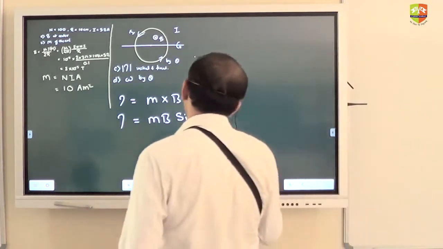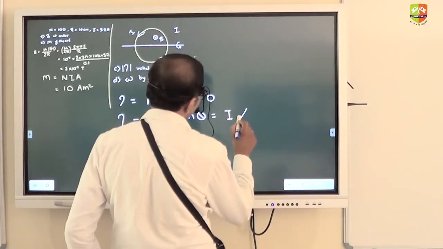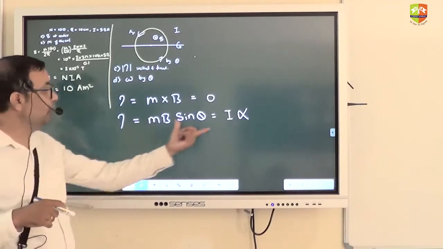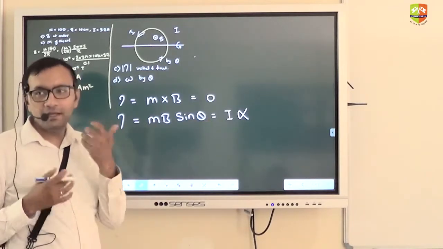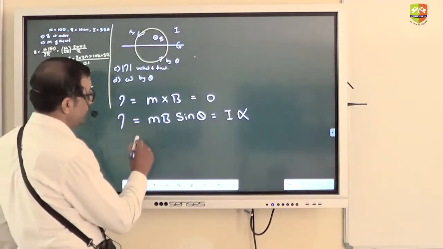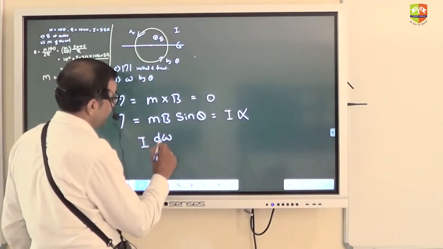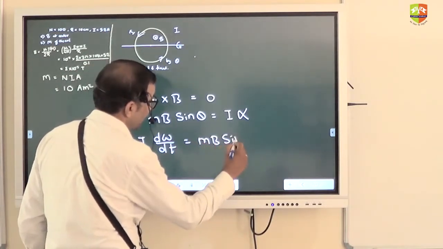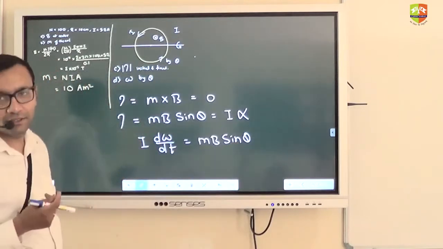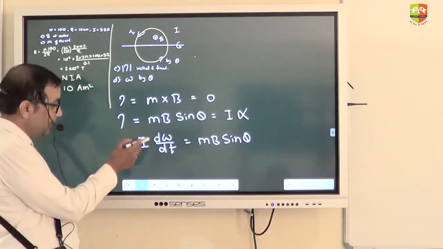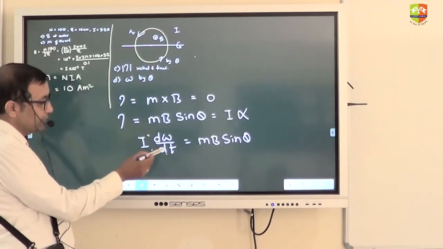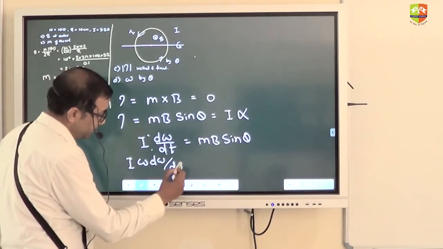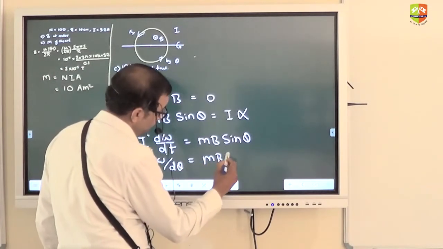This torque should be equal to I alpha. So let it change now, but at any moment will that not be equal to I alpha? At any moment. Okay? So alpha I can write as d omega by dt. I can also write alpha as omega d omega by d theta, multiplying and dividing by d theta, so d theta by dt becomes omega. So it becomes I omega d omega by d theta equals mB sin theta.